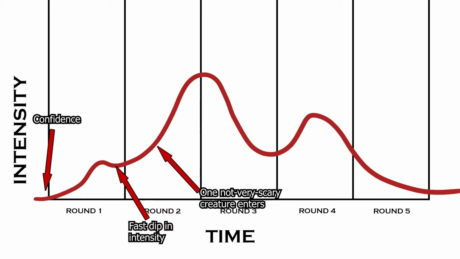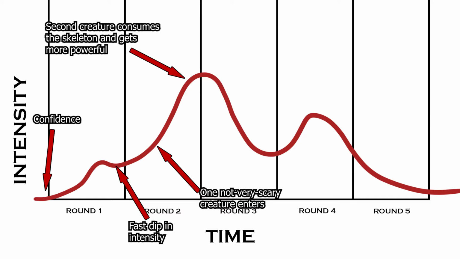So let's say something consumes the skeleton. Some other thing that's also not that scary comes in and then consumes the skeleton. And it coming in, being not very scary, is part of the gradual ramping up process. But then on its turn, it consumes the skeleton, becomes much more powerful, and that accounts for the big middle spike.